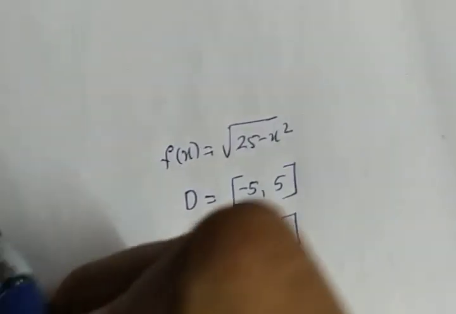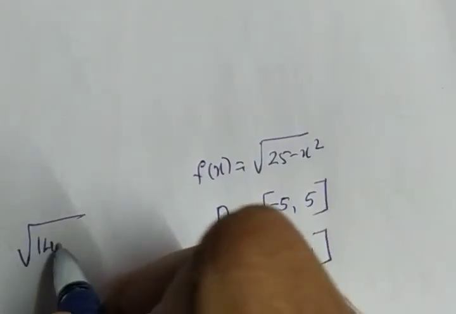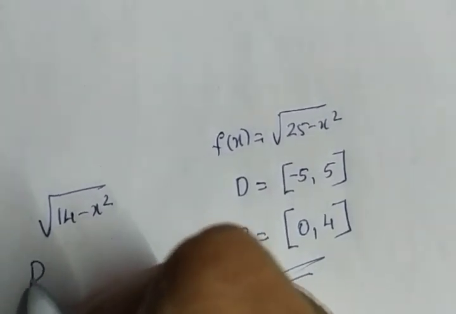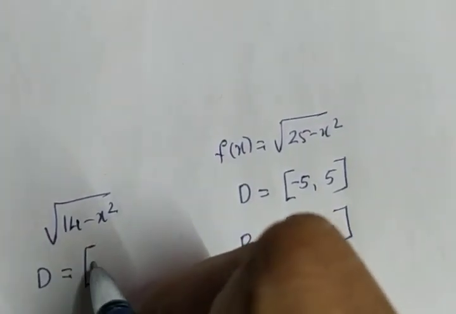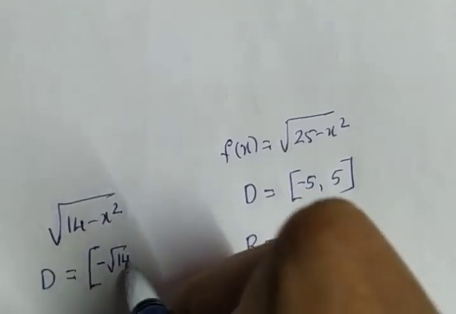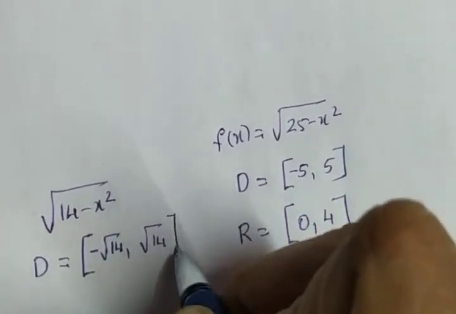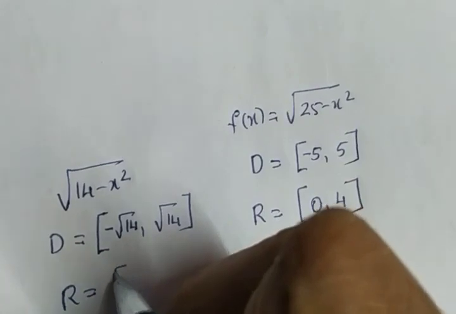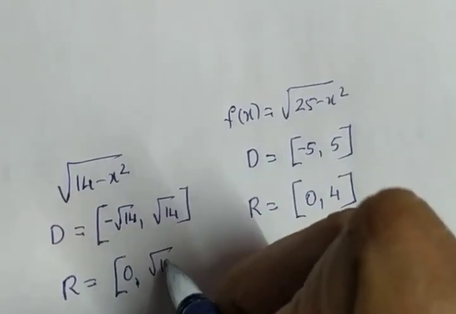Clear? Again, suppose f of x equals root of 14 minus x square. Then what will be the domain? The domain will be the closed interval minus root 14 to root 14. And the range will be the closed interval 0 to root 14.